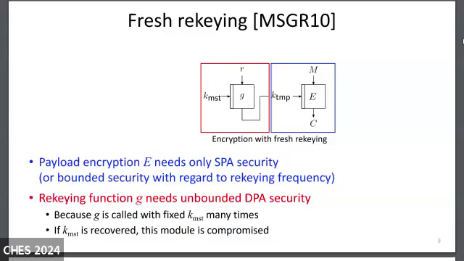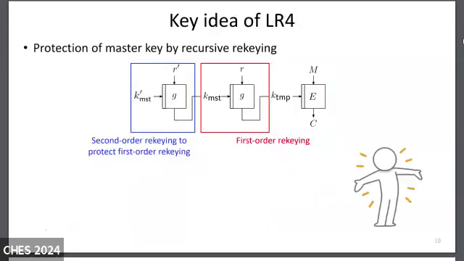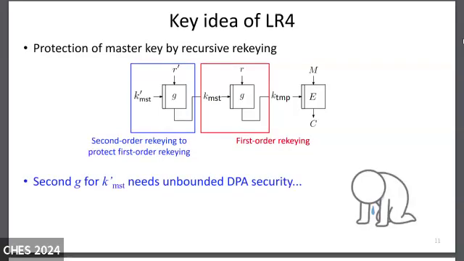So we should consider the protection of G. This makes sense for some cases, such as when G is much easier to be protected than the payload encryption E itself. But our goal is provable security, so we should consider another way to protect G in this case. One way may be to protect this master key by leaking in a recursive manner. In this setting, this first order leaking module no longer requires DPA security, and SPA or bounded security is sufficient. However, you may find we need the unbounded security for protecting second order leaking. So we should consider now how to protect this one.